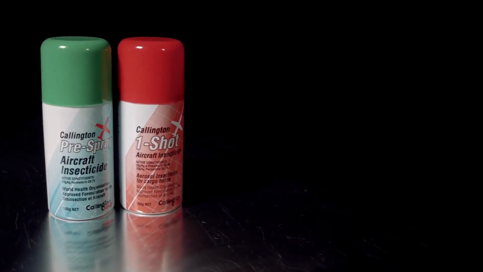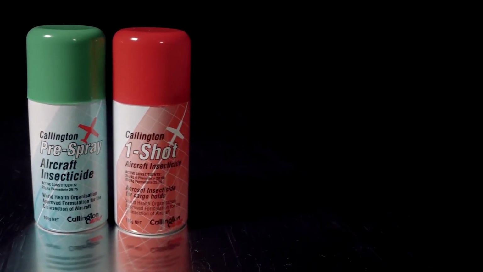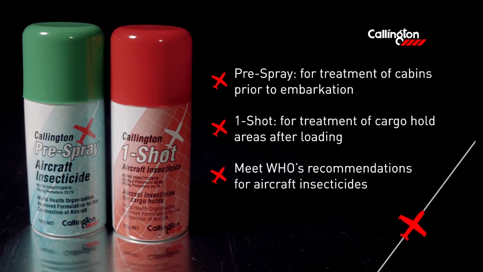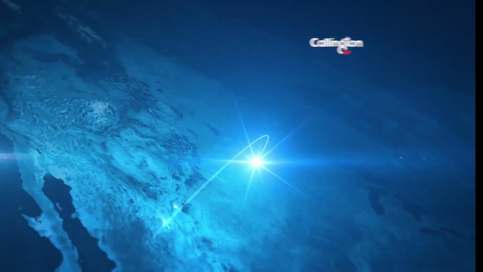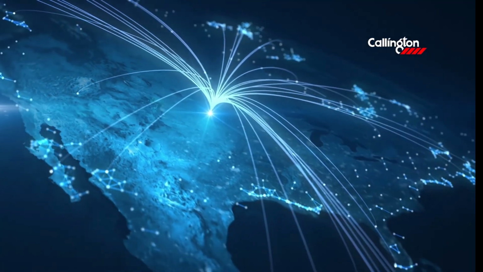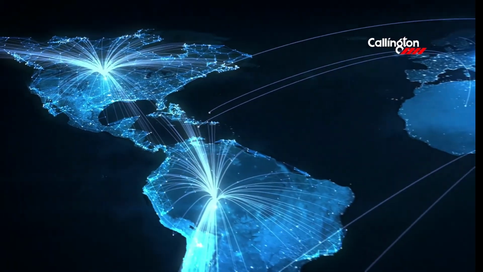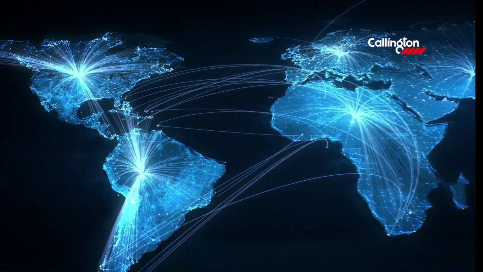Callington Pre-Spray and One Shot are non-flammable and contain a non-CFC propellant. Approved for use in aeroplanes, both sprays meet the World Health Organization's recommendations for aircraft insecticides. Callington provides worldwide technical support for aircraft disinsection and is equipped to supply disinsection products to airlines across the globe.